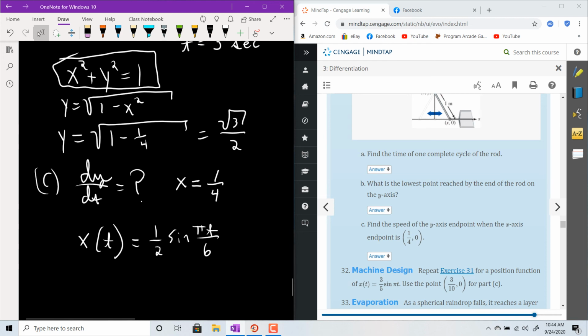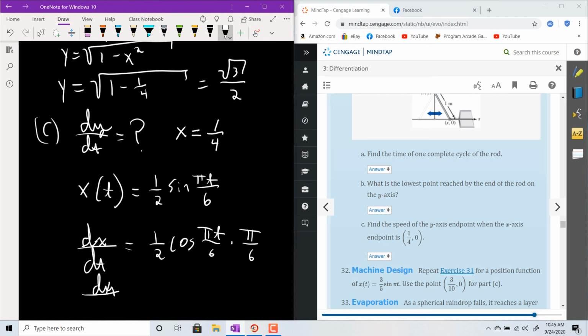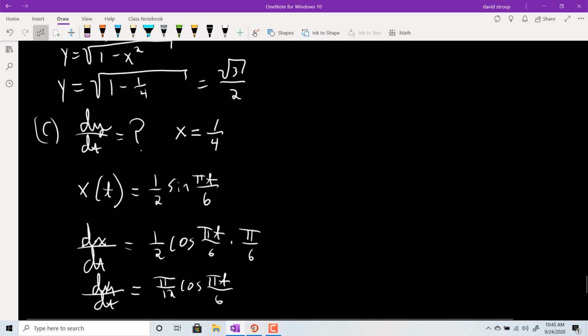Okay, so let's do this one first. The derivative of x with respect to t is equal to 1/2 times cosine of pi t over 6 times the derivative of pi t over 6, which is just pi over 6. So the rate of change of x with respect to t will be pi over 12 cosine of pi t over 6.